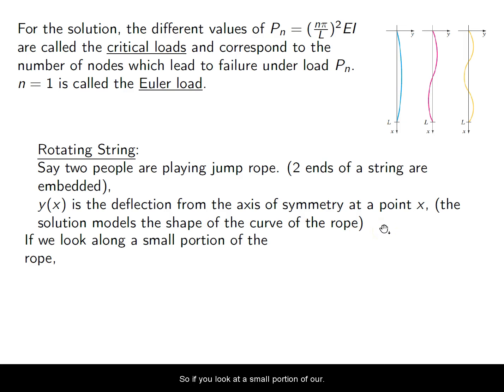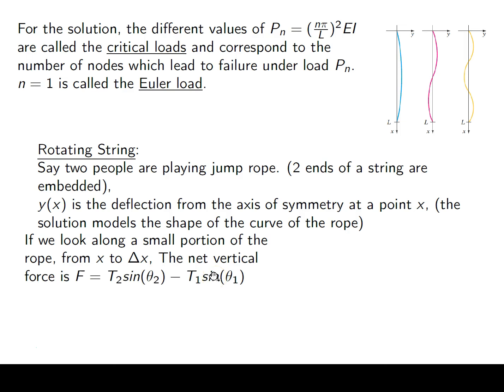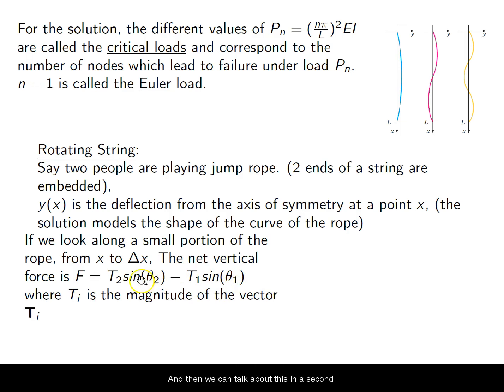So if we look at a small portion of our rope, from let's say x to x plus delta x, a small increment, then our net vertical force is F equals T2 sine of theta 2 minus T1 sine of theta 1. So let's look at what this picture is, and then we can talk about this in a second, right? Here, each Ti is the magnitude of the vector attached to the angle.